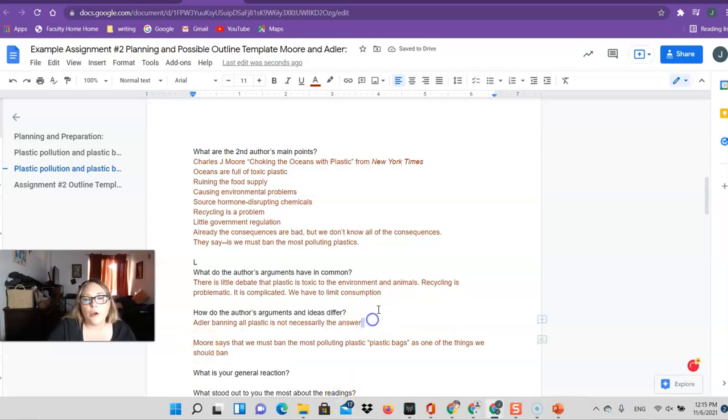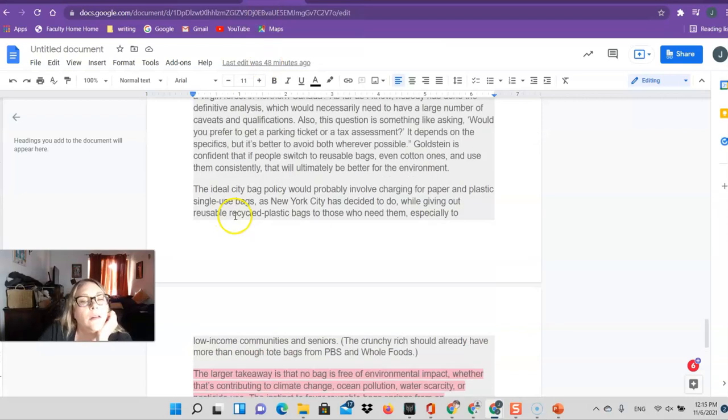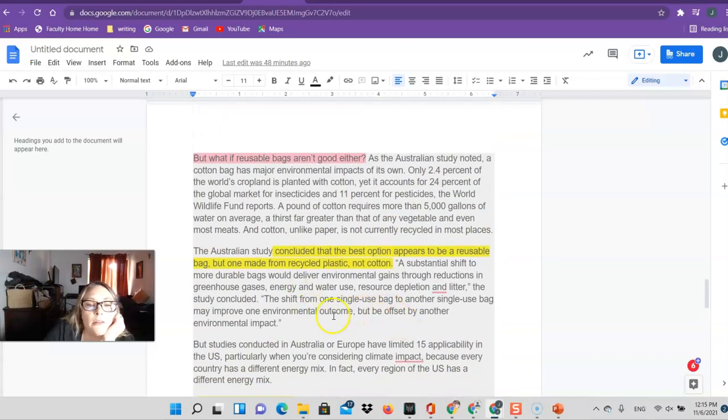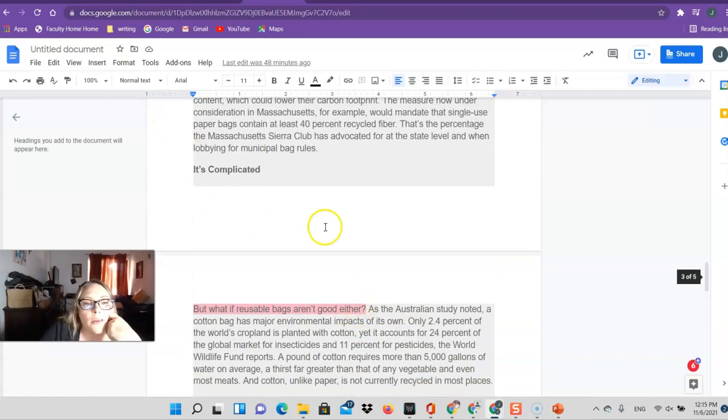That Adler talks about how maybe banning plastic bags isn't necessarily the right thing, or that bans in general might not be the thing. And one of the things that Moore talks about is that he wants a lot more government regulation on plastics dumped in the ocean. What are some of the main things? Let me go ahead and go back. He doesn't really talk about that, as opposed to how he really criticizes that the studies conducted aren't good either.